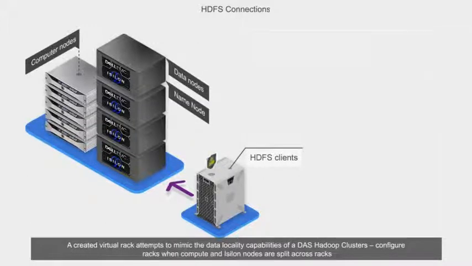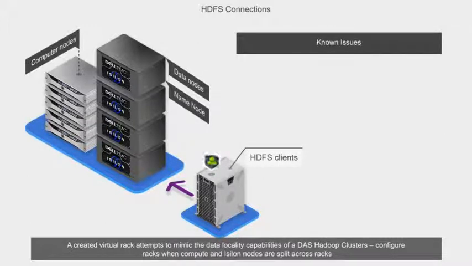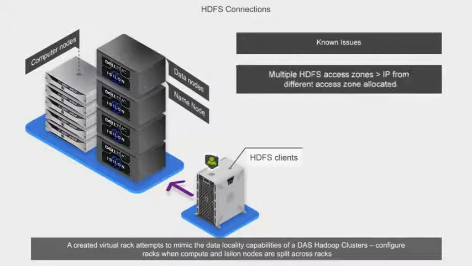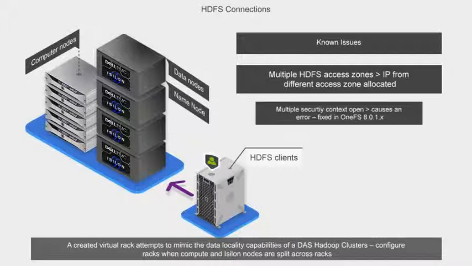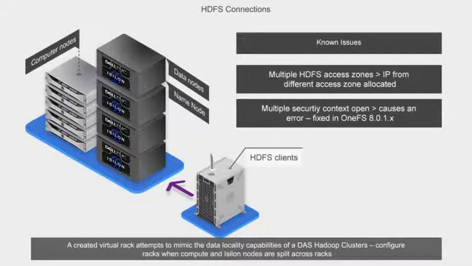In closing, there are 2 top known issues with name node to data node IP address allocation. First is when there are multiple access zones for HDFS, the name node can give out IP addresses from a different access zone. Second, opening multiple security contexts can cause the error status "too many files open. All data nodes are bad" errors. The pipeline write recovery feature fixes the security context issue.